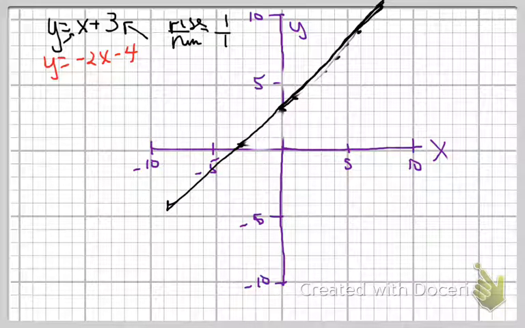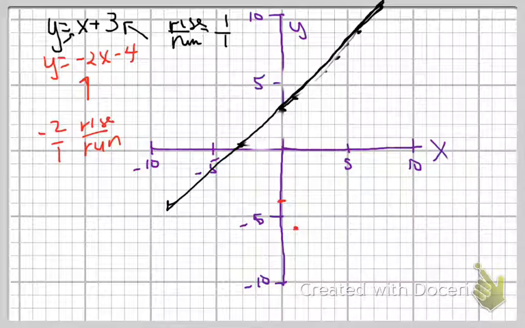The red situation is done the same way. My y-intercept is negative 4, so I'm going to go down to negative 4, which is right here. My slope is negative 2 over 1, which is rise over run. So I'm going to go down 2 to the right 1. Down 2 to the right 1.